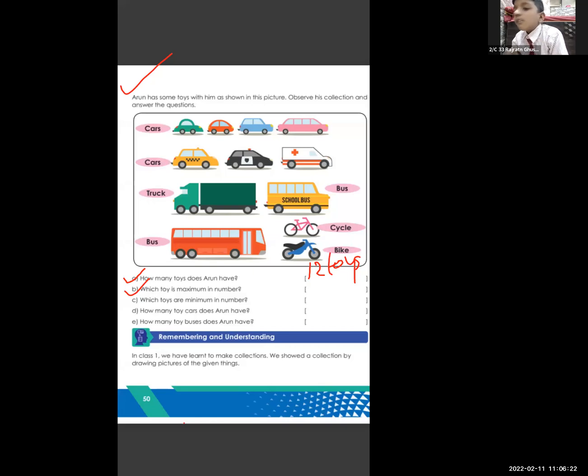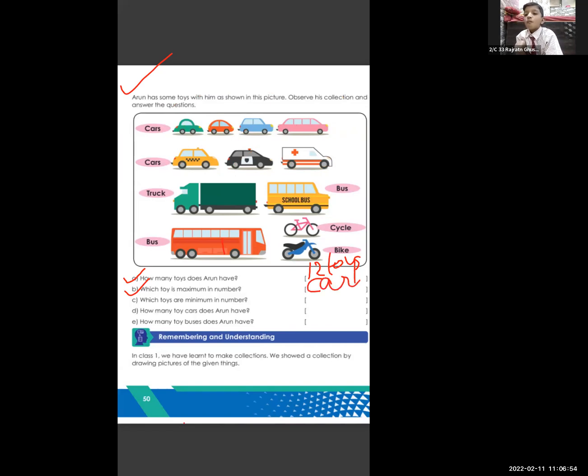Yes, देखो ये कार से 1 car, 2 car, 3 car, 4 car, 5, 6, 7. So how many cars are there? There are a total of 7 cars. और ट्रक क्या है? 1 है. स्कूल बस मतलब बस कितने हैं? 1 और ये 2. And cycle 1, bike 1. So which is the maximum number of toys? That is a car.